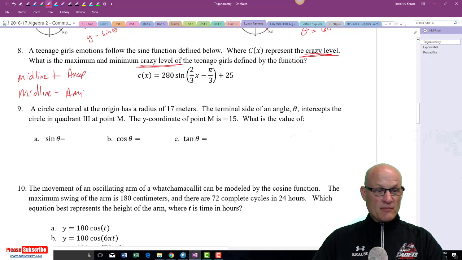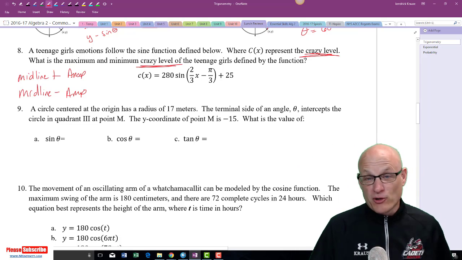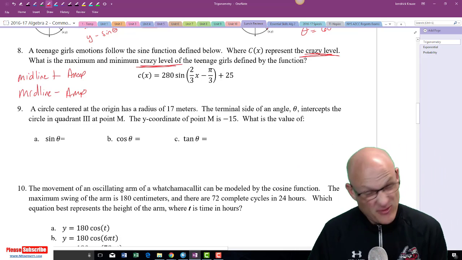minus the amplitude. By the way, the girls in my class didn't appreciate this, probably like you don't, but they also found it a little bit funny.